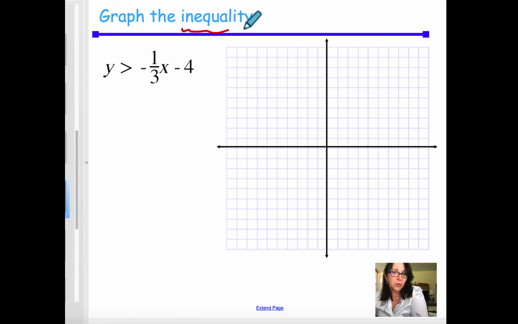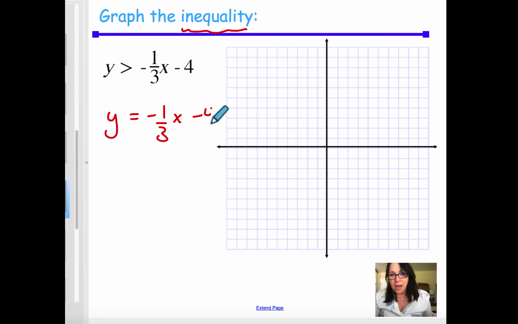Now, here's another new word. An inequality is something that's greater than or less than another value. So you're going to graph this the same as you would a line. Now, if this was a line, I would start with -4, 1, 2, 3, 4, put a point there. That's my y-intercept. And then I would drop down 1 and go over to 3. Or I could go up 1 and to the left 3. So my line actually would look like this.